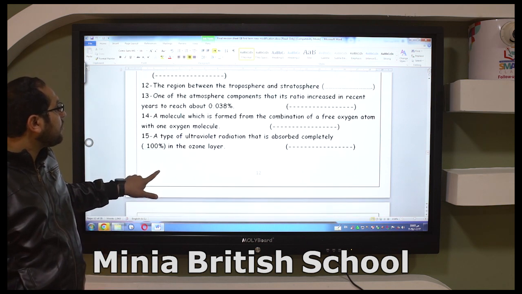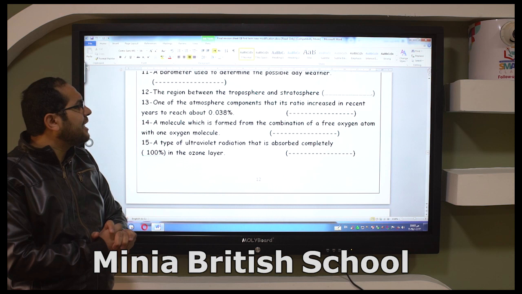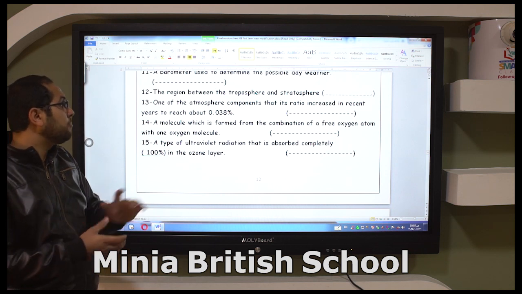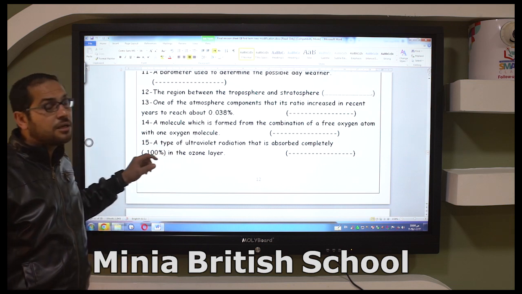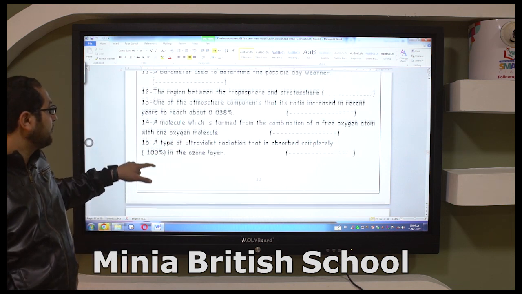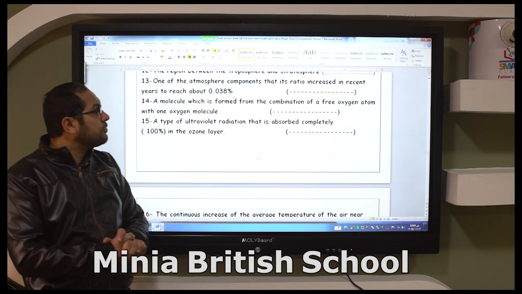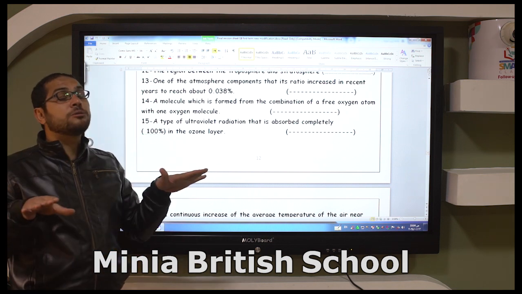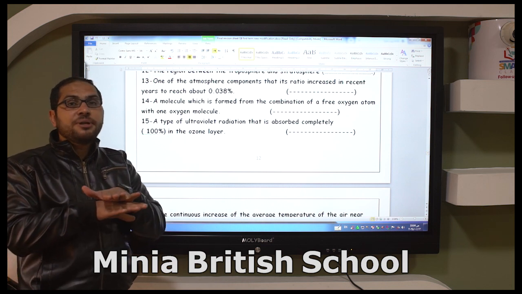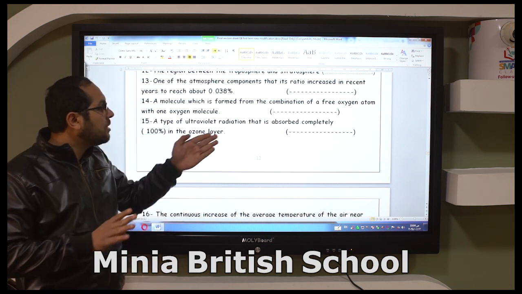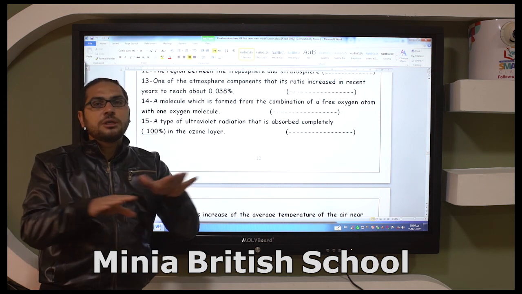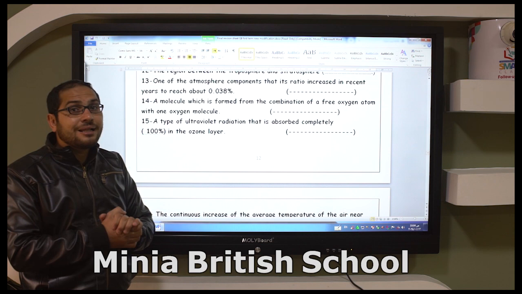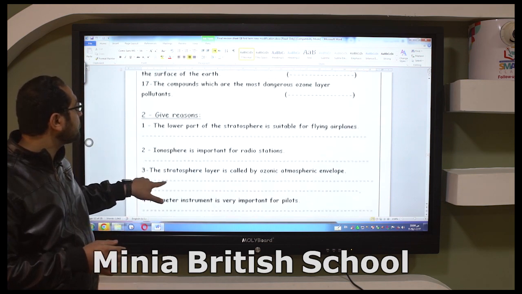One of the atmospheric components whose ratio increased in recent years to reach about 0.038% is carbon dioxide. A type of ultraviolet radiation is absorbed completely. What is the meaning of absorbed completely? They don't penetrate the ozone layer. This is the far ultraviolet rays.